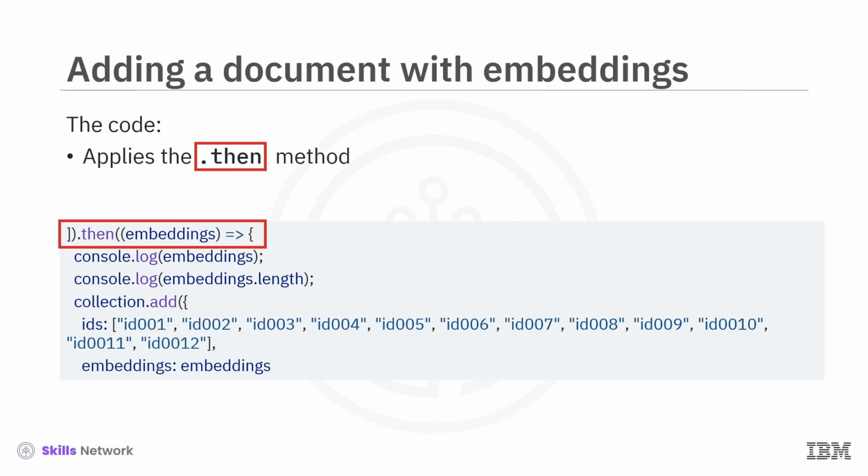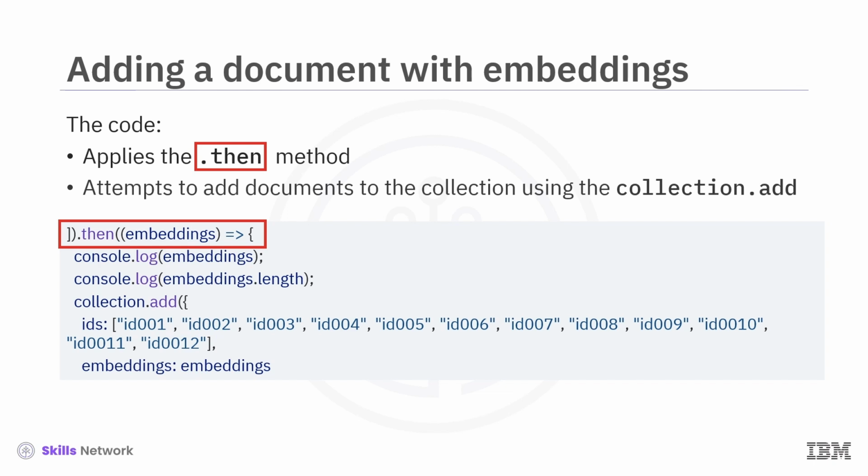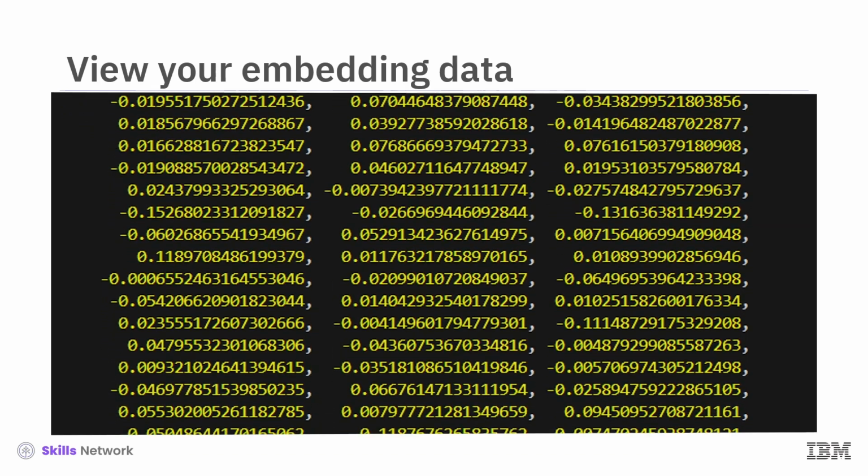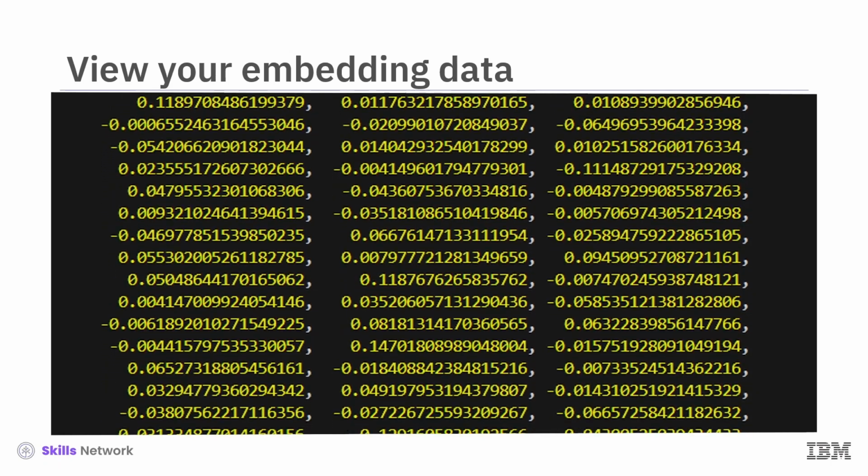Inside the .then callback, which exists after generating the embeddings, the code attempts to add documents to the collection using collection.add. The code logs the generated embeddings and their numbers and sends them to the console for verification. In this pictorial representation of a collection, all of these vector embeddings are like points on the map. Now, all those embeddings are visible, and the collection can determine the distance or closeness of each vector relative to the others. After running this file in your code editor, the code will display the embedding data.